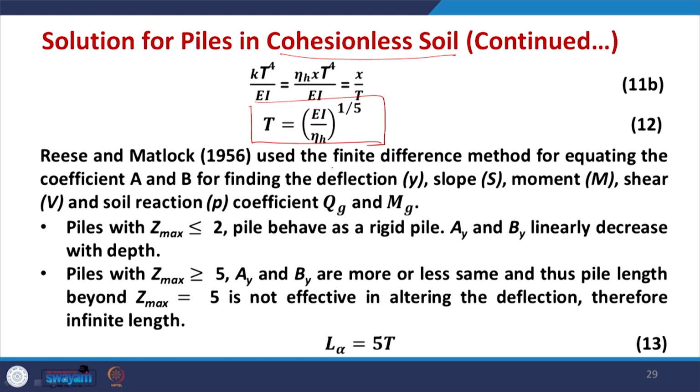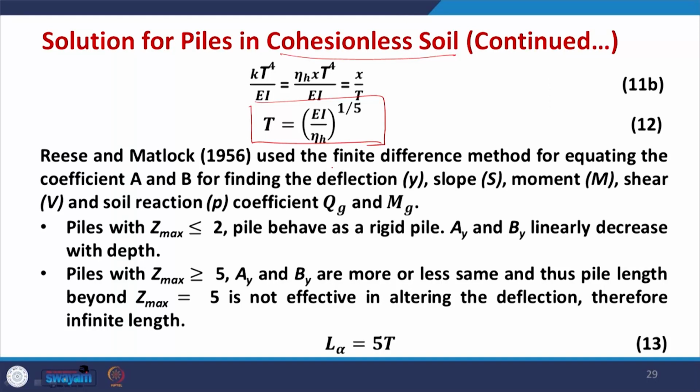EI is nothing but the flexural rigidity of the pile. So, your EI carries the E, which is Young's modulus of the pile, and I will depend on the diameter of the pile. So, EI will carry both material and geometrical property of the pile, number 1. Second thing, eta h will carry your soil property.